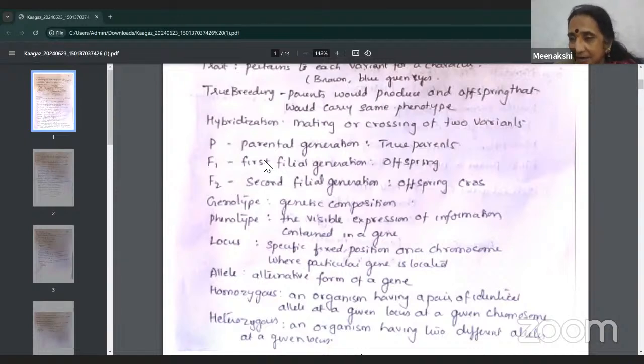So the F1 hybrid or F1 plant crosses either with the parent or among the hybrids itself in the F1 into F1 generation, then the offspring what we get, those offspring are called the F2 generation. If we are doing it with a parent, it can be a test cross or a back cross, that we are not going into the genetics of it.